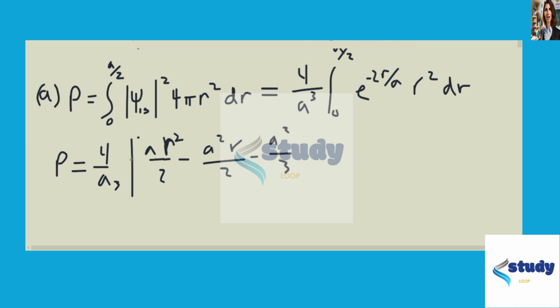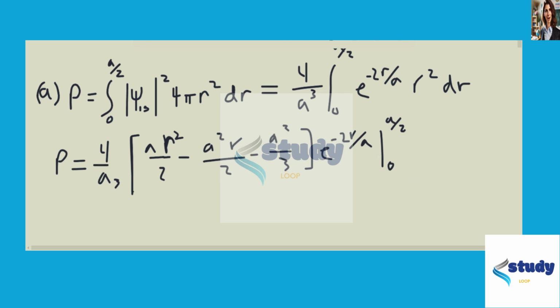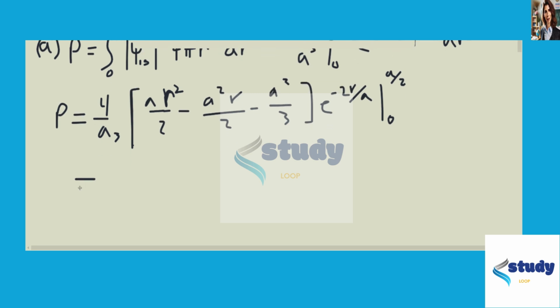And of course, this is all multiplied by e to the minus 2r over a. Since it's exponential, that isn't going to go away. And then from 0 to a over 2 is our range of integration. Plugging a over 2 into r, and then subtracting plugging 0 into r, and considering the fact that e to the 0 is equal to 1, what we end up with is 1 minus 5 over e.